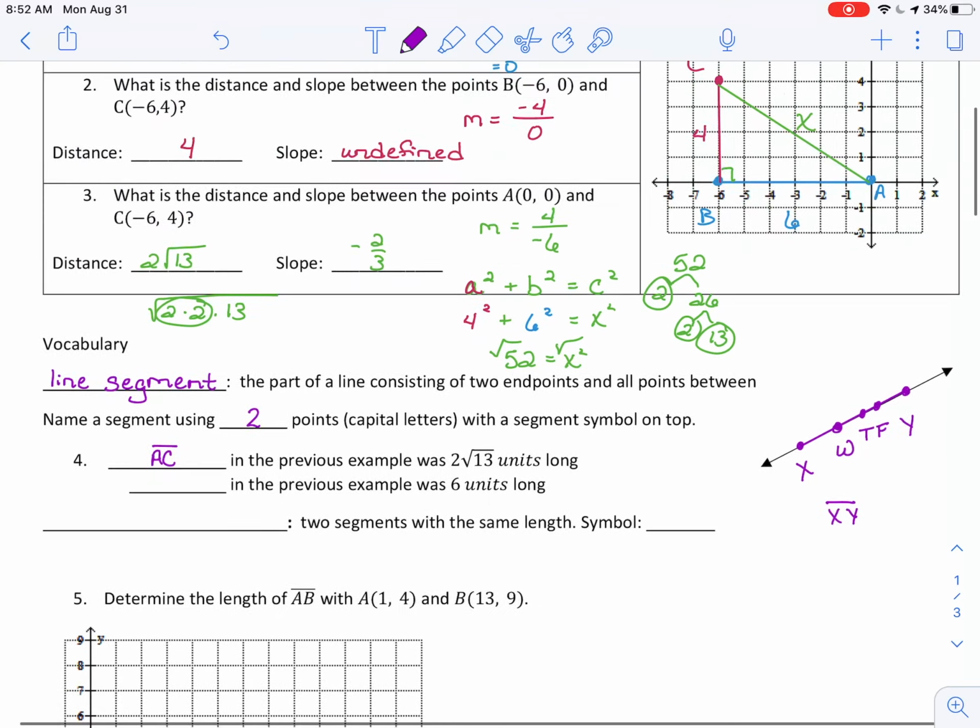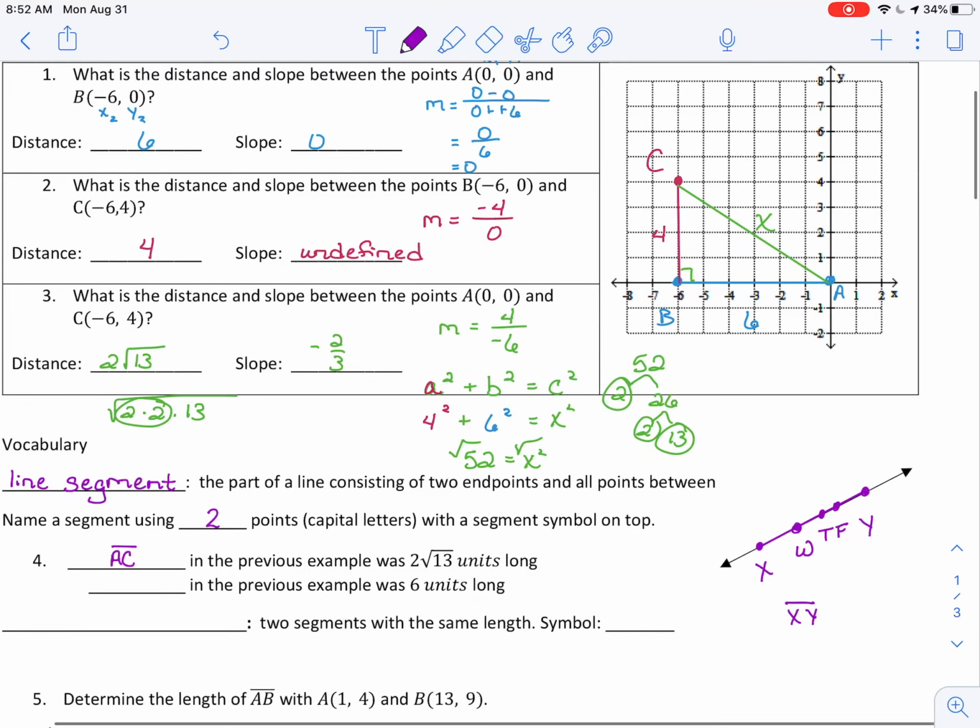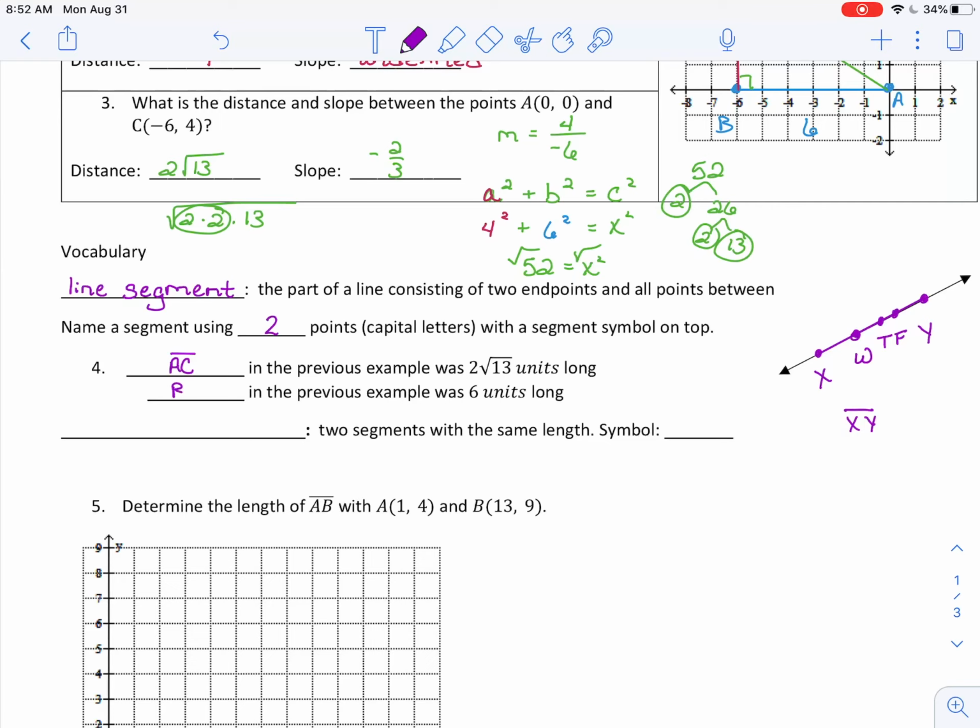Now real quick, most of the time we read left to right, so you might be thinking, oh, I don't want to call that AB, I want to call it BA. Can I call it BA? Yes, as long as you're using the same 2 letters, BA would be counted just as correct as AB. So those are interchangeable. So this one could have been segment CA. This one could have been segment YX. As long as you say begin and end, you'll be good.